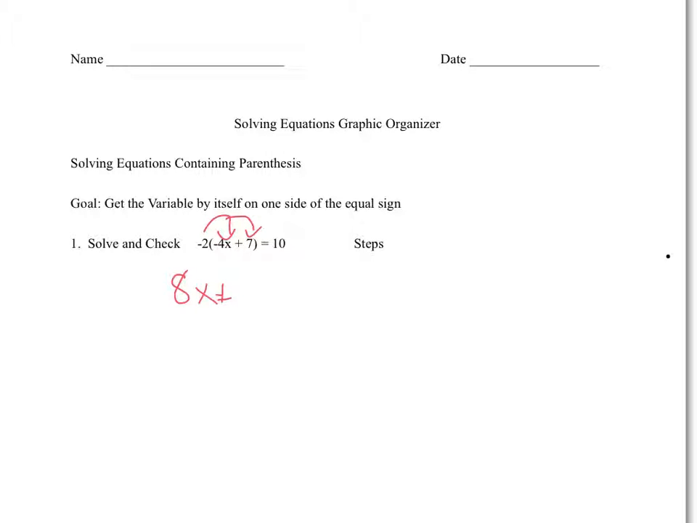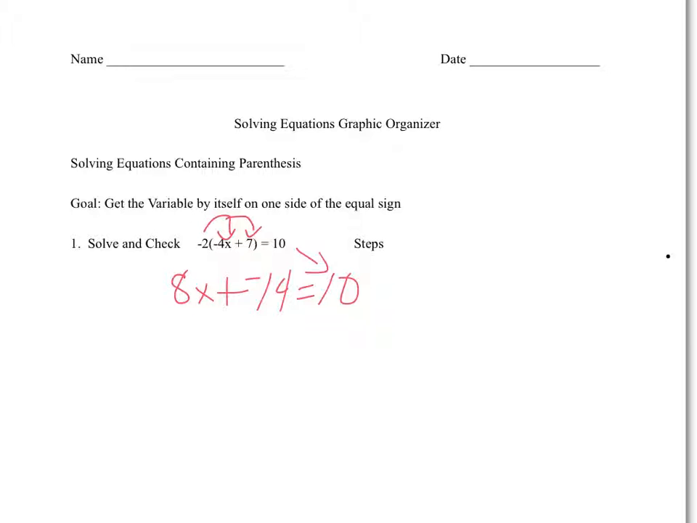And negative 2 times 7, that plus sign doesn't look very good. Negative 2 times 7 is going to give me negative 14, and the equals 10 just comes down. It was over by itself on the right-hand side of the equal sign, so we don't have to do anything with it. At this point, it's just like the two-step equations that we have been doing.